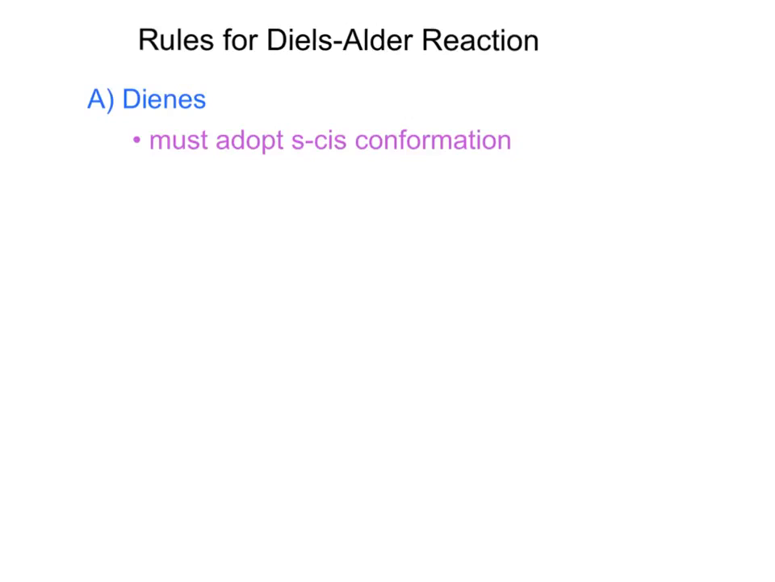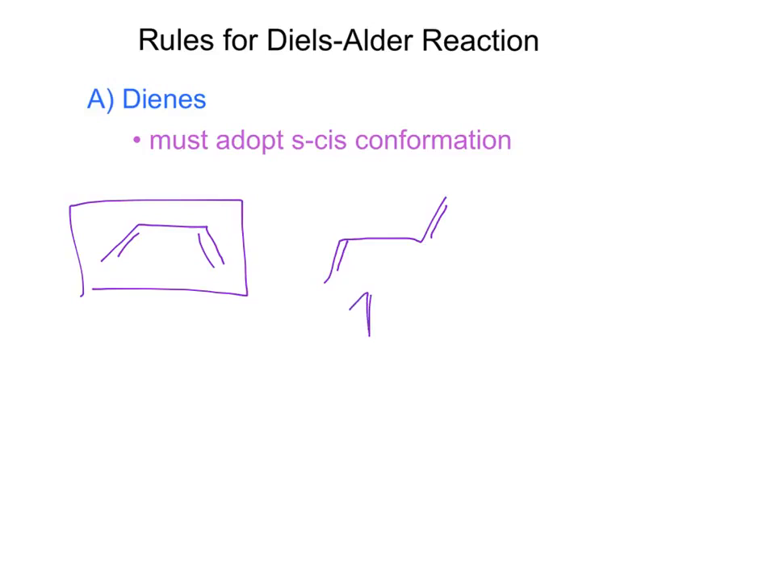2 specific molecules react in a Diels Alder reaction. The first one is called a diene. Now there are 2 conformations of diene. The S-cis, which looks a bit like this, and the S-trans, which looks like this. To react in a Diels Alder reaction, the diene must be in the S-cis conformation. It can start off in the S-trans, but it must first rotate into the S-cis conformation before it can react.